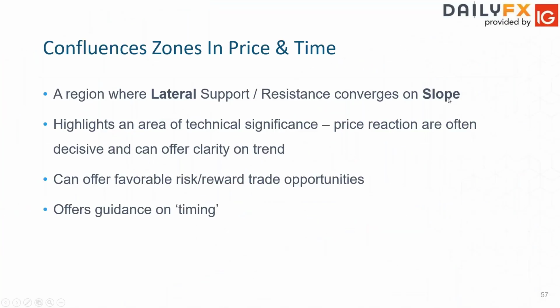Quick recap on what we talked about. Confluence zones in price and time. That's what the focus is. We're not just looking for lateral levels. We're not just looking for slope. We're not just looking for Fibonacci. We're looking for where those things converge.